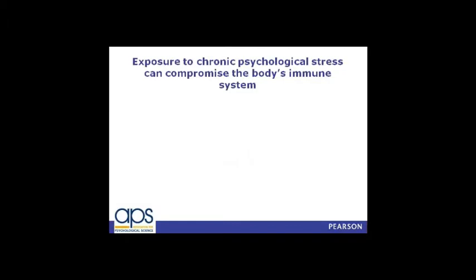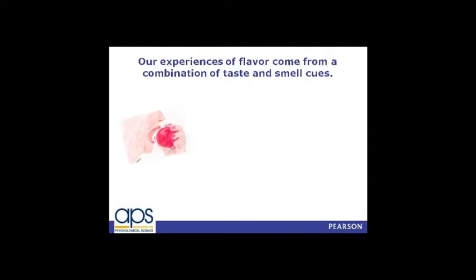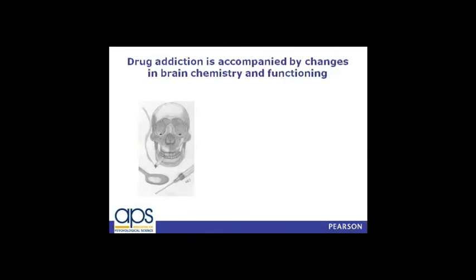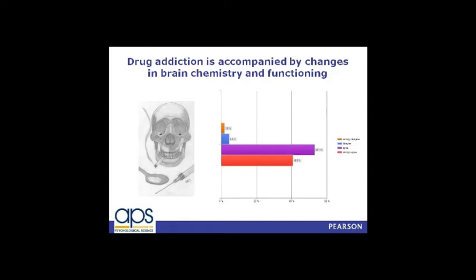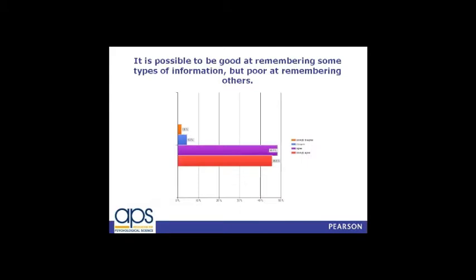Another question we asked: exposure to chronic psychological stress can compromise the body's immune system. And we got overwhelming agreement with that statement. Our experiences of flavor come from a combination of taste and smell cues. And the majority of students, without any background in psychology, are able to agree or strongly agree with that statement. Very nice. Drug addiction is accompanied by changes in brain chemistry and functioning. We got strong agreement with that one. And it is possible to be good at remembering some types of information, but poor at remembering others. And here we got strong agreement there. So that was very, very promising.